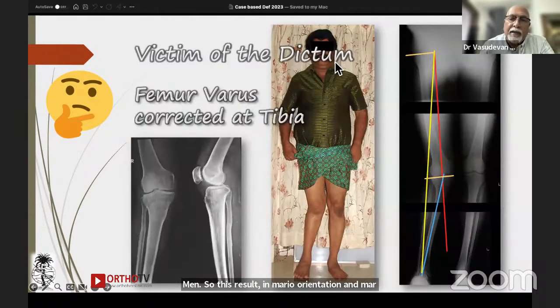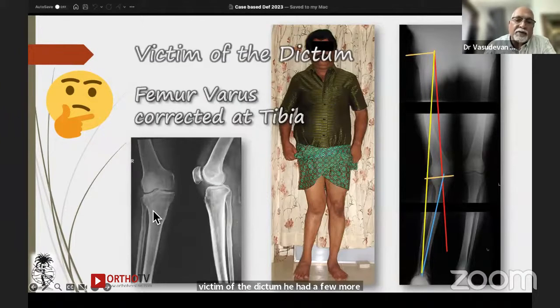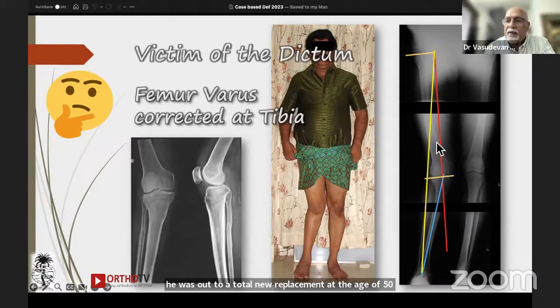This is another victim of the dictum. He had a femur varus, which was corrected in the tibia. And this fellow developed a lateral compartment arthritis of the knee joint. He was advised a total knee replacement at the age of 50 years. That is the mechanical axis. When you look at it, you can see the femur is deformed, and the tibia is also deformed. So it was a very complicating situation there.